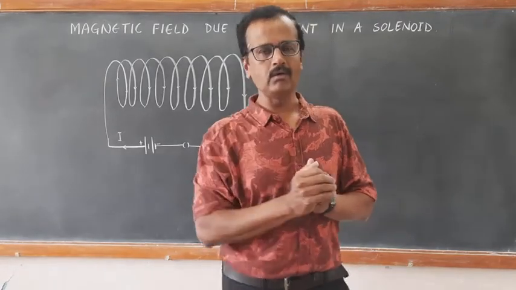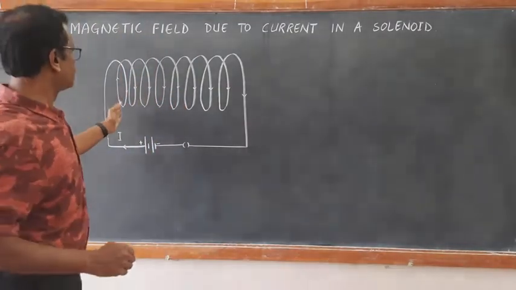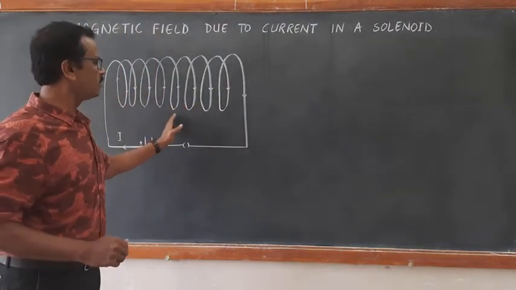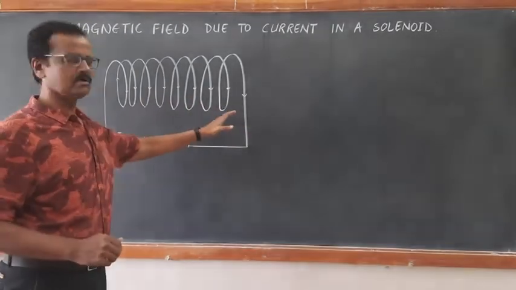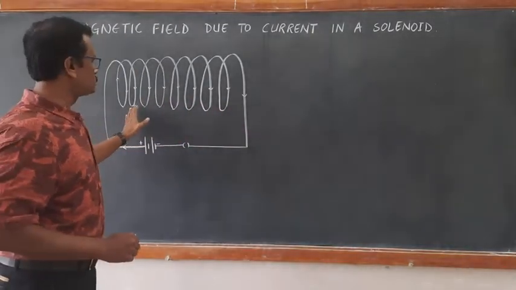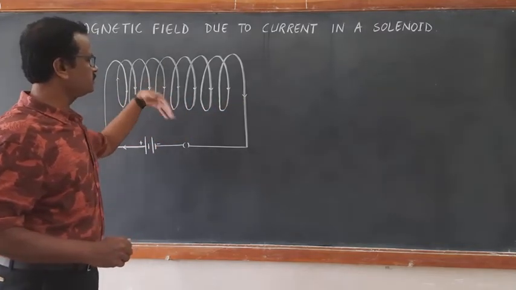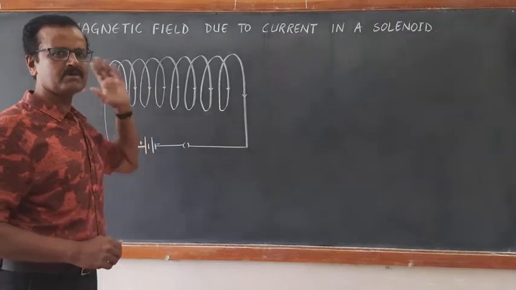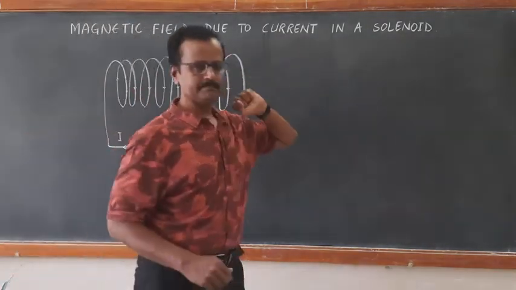Okay. Now we are discussing a very interesting case. It is multiple turns of a loop consisting of a single wire, which is wound in the form of a spring, which is wound in the form of a coil. It is not actually a coil, it is called a solenoid.